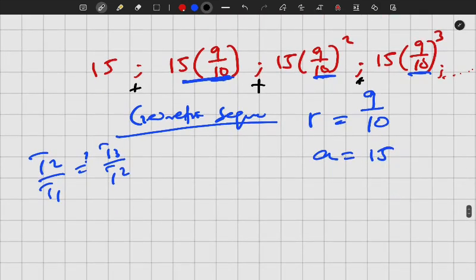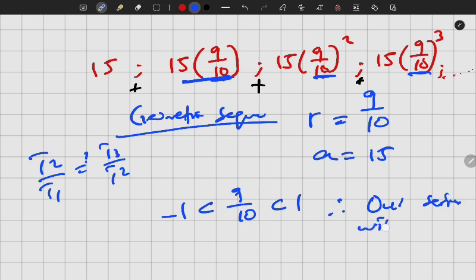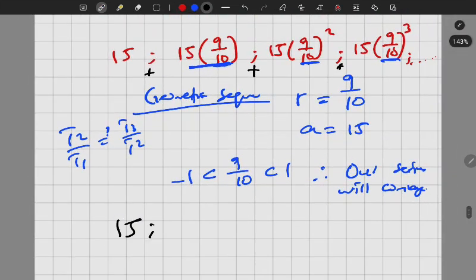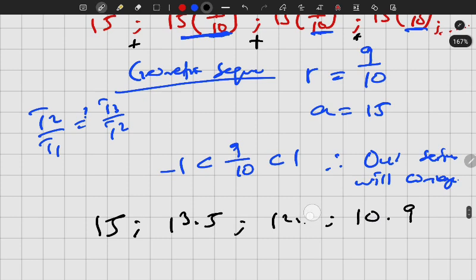First, it should be noted that our R here is between -1 and 1, which means that our series will converge. What do you mean by converge? It means that the terms are decreasing, and you'll see that if you get these numbers: the first term is 15, the next one is 15 times 9 over 10, which is 13,5. The next one is 90% of that, which is 12,5. The next one is 90% of that, which is 10,9. So you can see that these terms are decreasing. That's what you mean by converge.